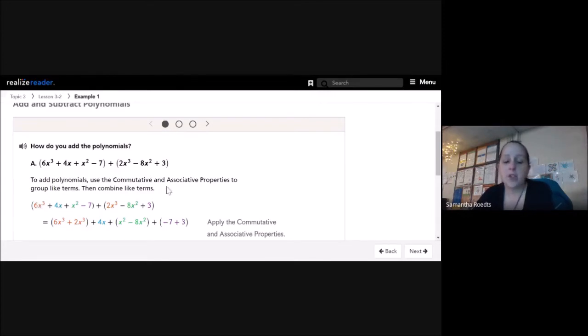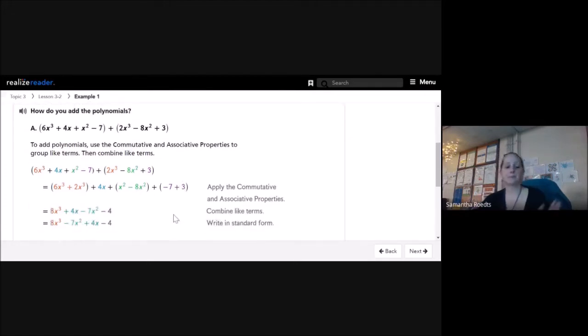I'm going to look for terms that are the same, so they have the same variable raised to the same power. That's what I mean by like terms. 6x cubed and 2x cubed, which are both in red, both have an x cubed, so I can add them together. The 4x is just hanging out by itself. There's no other x values. X squared, the green, and negative 8x squared, both are x squared. And then, of course, negative 7 plus 3.